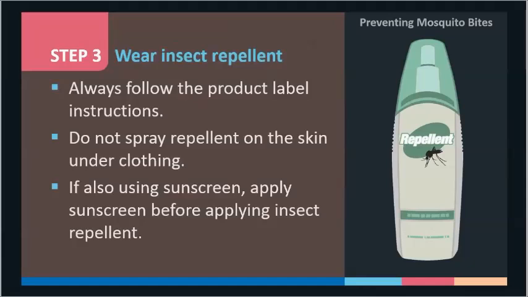So again, always follow the product instructions. Do not spray repellent on the skin under your clothing. So usually it's best, if you're putting on clothes and the clothes are not treated, to spray over the clothes and then spray your exposed skin. Do not, for example, open your shirt and spray over your chest and then cover that up. If you're also using sunscreen, put on the sunscreen first and then apply your insect repellent, because you want the repellent to be the outer barrier layer that comes into contact with the insect first.